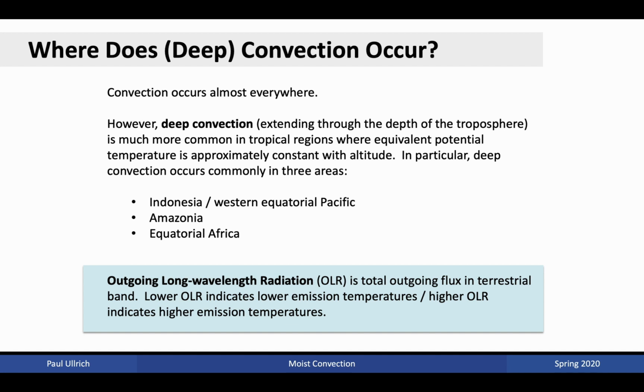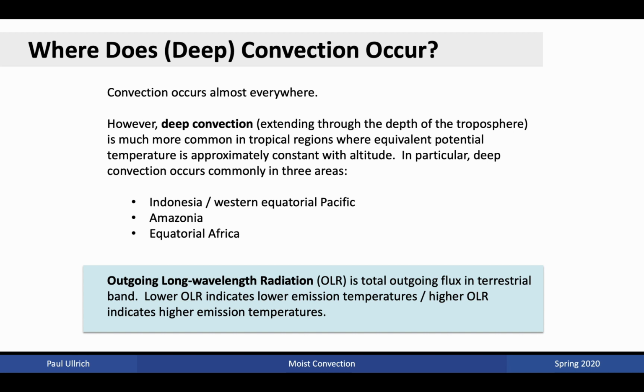So where does deep convection occur? Well, we can actually use observations in order to understand better regions which are particularly susceptible to deep convection. Deep convection, which extends through the whole depth of the troposphere, is much more common in tropical regions, where equivalent potential temperature is approximately constant with altitude. In particular, the deep convection tends to occur in three primary areas. One, over Indonesia, or the western equatorial Pacific. Secondly, over Amazonia. And third, over equatorial Africa.